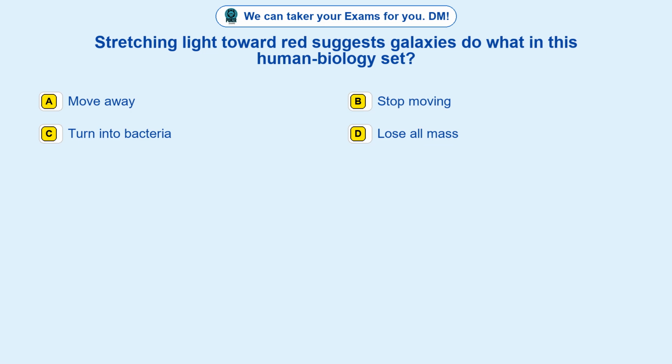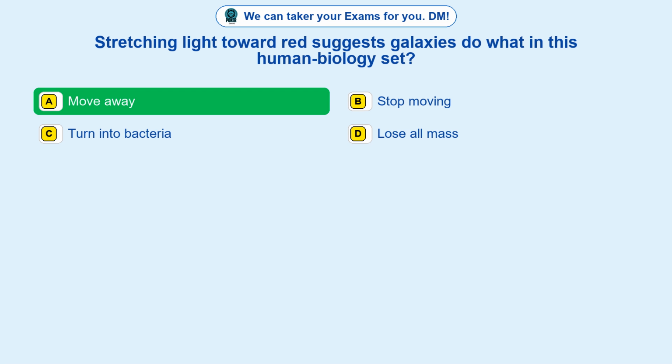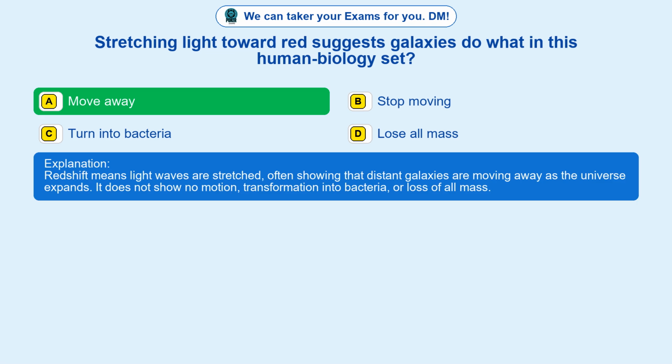Question 94. Stretching light toward red suggests galaxies do what in this human biology set? Option A, move away. Option B, stop moving. Option C, turn into bacteria. Option D, lose all mass. The correct answer is option A. Move away. Redshift means light waves are stretched, often showing that distant galaxies are moving away as the universe expands. It does not show no motion, transformation into bacteria, or loss of all mass.